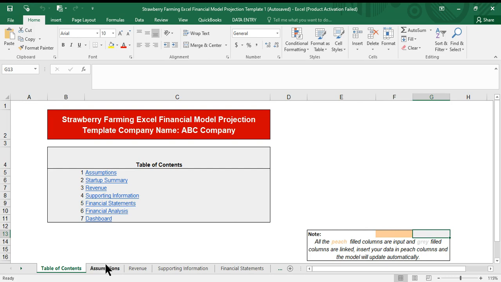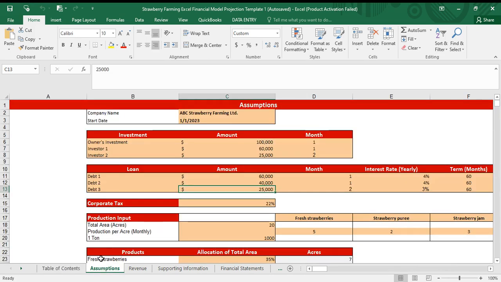Starting off with the assumptions sheet, you can see that we have included all the assumptions related to this business in this sheet. The client can change the details as per his or her business.